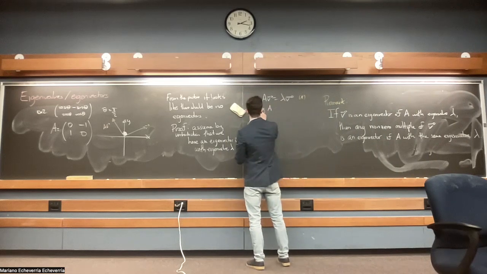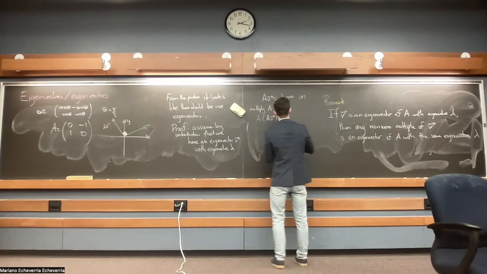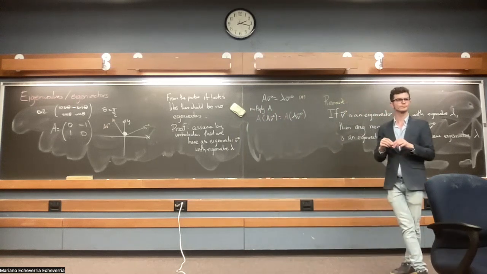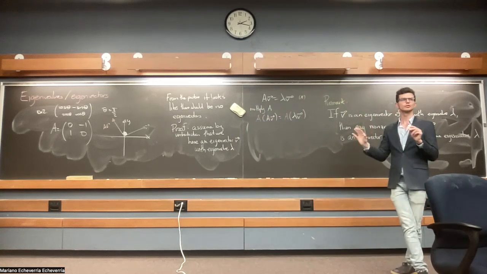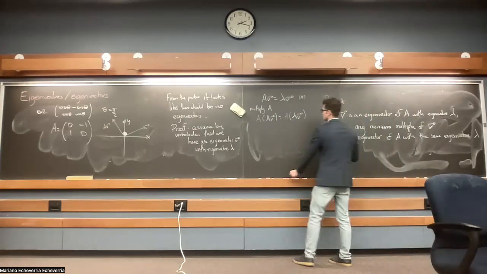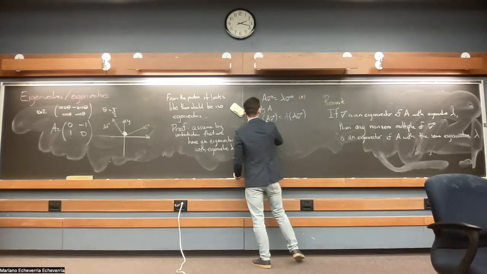And I'll emphasize that by putting this extra A in a different color, so that you see the effect. So let's just work out what happens with each side of the equation. This just becomes A squared b, right? A times A b becomes A squared b.